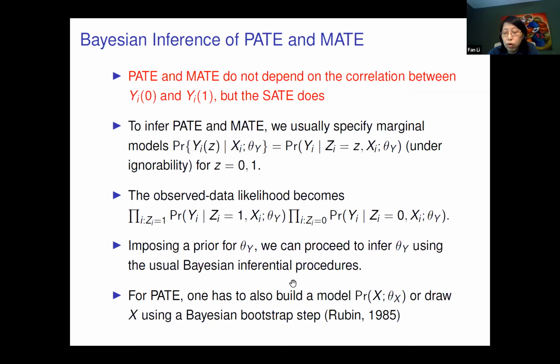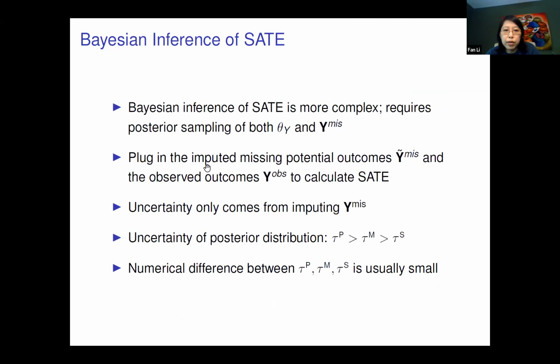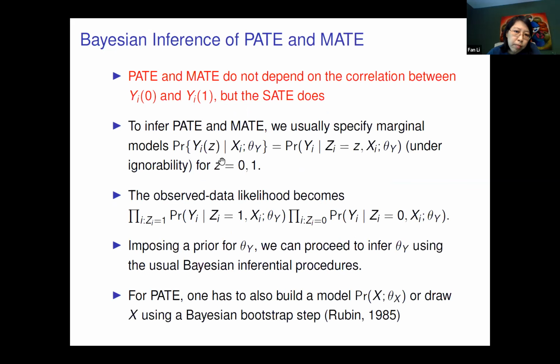So our own view is you can do this, but particularly in the high dimensional case, we don't see this as a general procedure. The Bayesian bootstrap can give you the X distribution, but we question why you have to do that. I will mention that a little bit more later. So this is about PET and MATE.